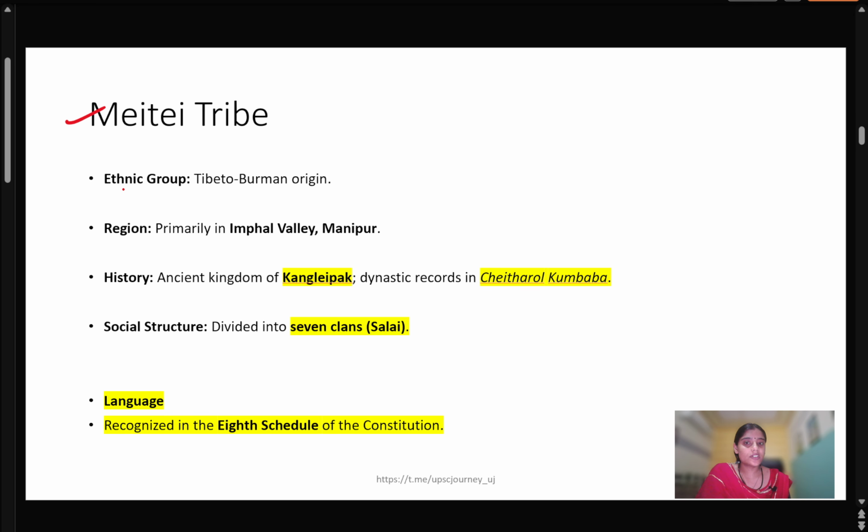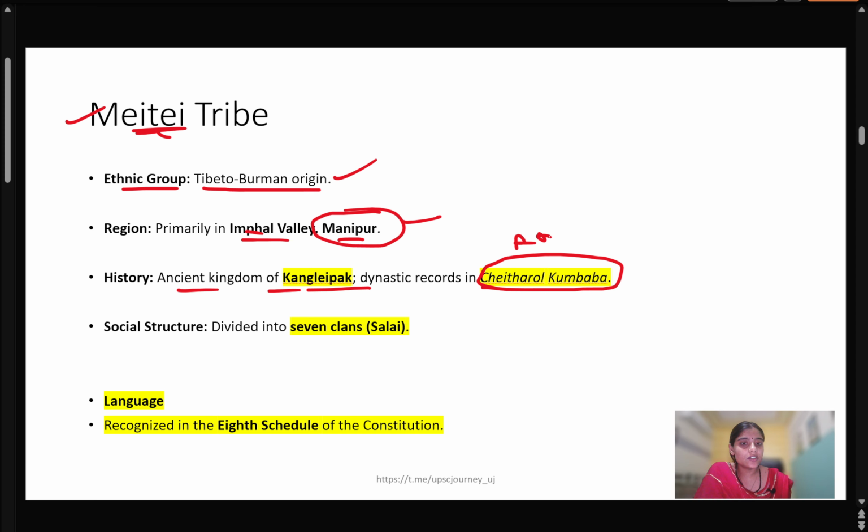Talking about the Meitei tribe. It is an ethnic group of Tibeto-Burman origin. They are generally found in the Imphal Valley, Manipur. Talking about the history of this Meitei tribe, they have the ancient kingdom of Kangleipak, and the dynastic record is the Cheitharol Kumbaba. It is very important that the Meitei records were found in the Cheitharol Kumbaba and they belong to the Kangleipak dynasty.